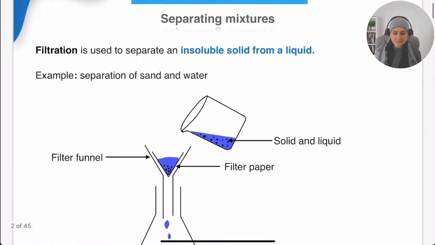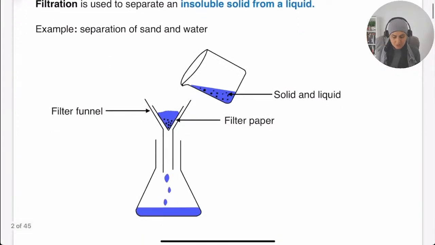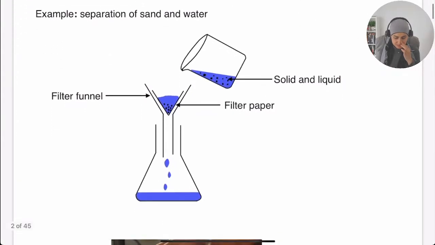Next, the next bit is separating mixtures. To separate an insoluble solid from a liquid, we would use filtration. For example, if you need to separate sand and water, you have insoluble sand and water, so you would use filtration, and this is the setup. So pay attention to the name of the apparatus.